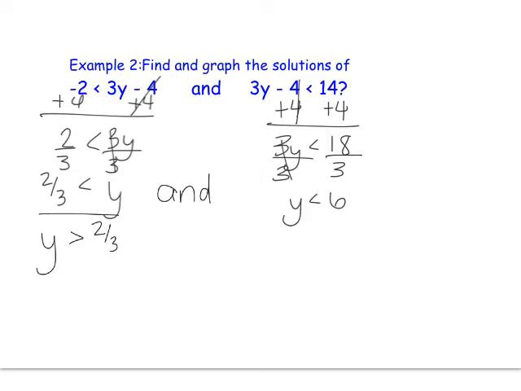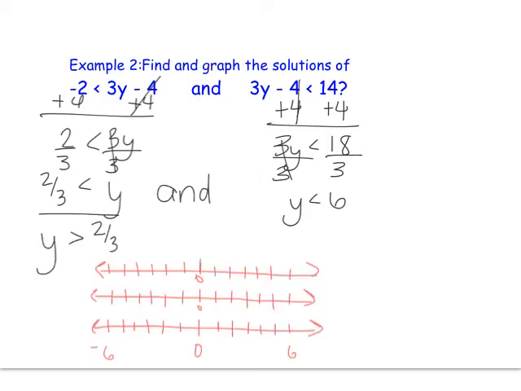Let's look at some number lines now. So if we graph the first inequality, y is greater than 2/3, we would say 2/3, it's before you get to 1. Okay, I'm having trouble with my pen. But greater than 2/3 includes all the numbers to the right, including the arrow, all the numbers on the number line greater than 2/3. For y is less than 6, we're not including the 6, we're just including all the numbers that are less than 6.